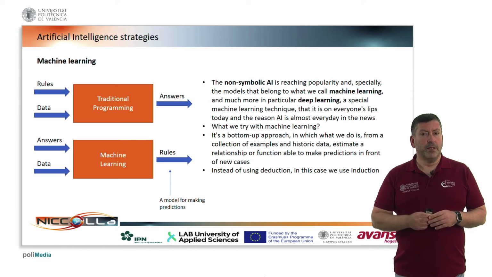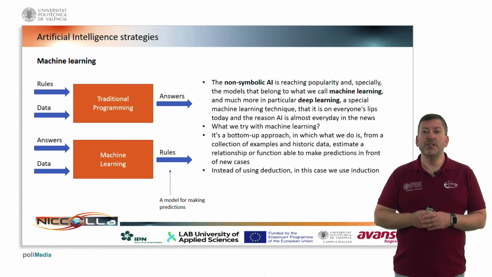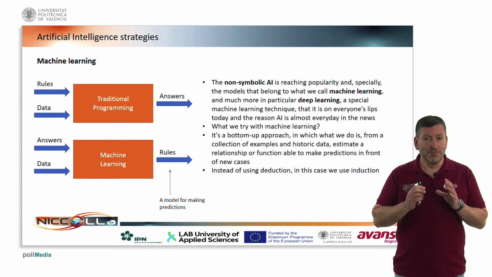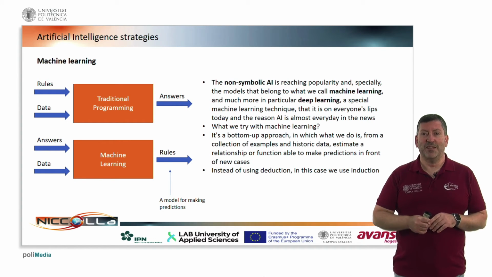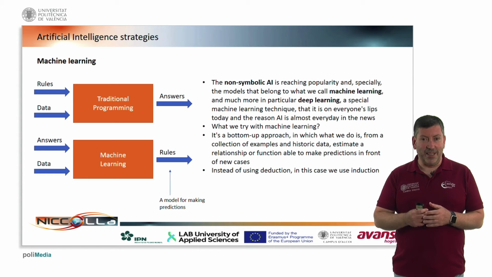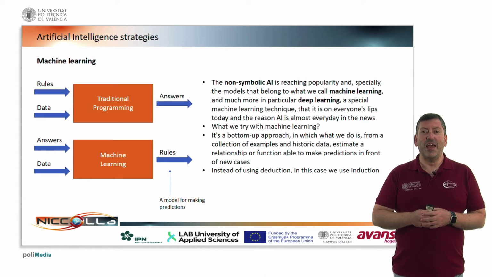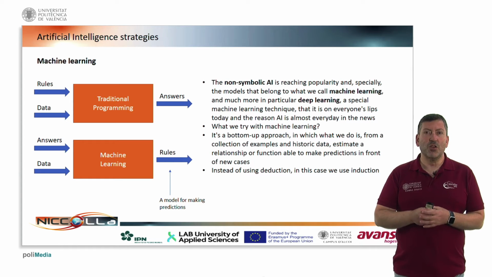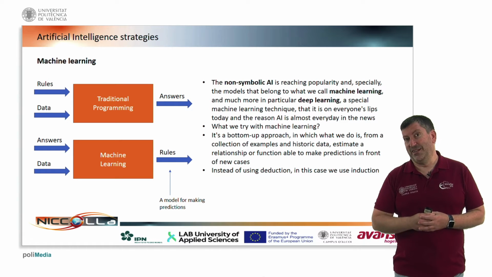So the non-symbolic AI is reaching popularity, and especially the models that belong to what we call machine learning, okay? And much more in particular deep learning, a special machine learning technique that is on everyone's lips today, and the reason AI is almost every day in the news. So basically, we are talking about artificial intelligence because of machine learning and deep learning right now.